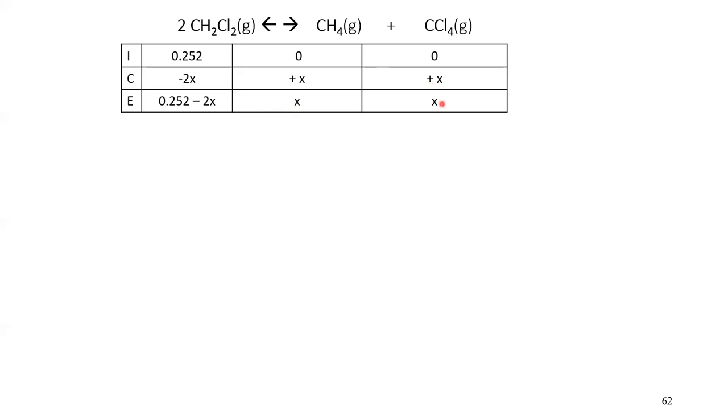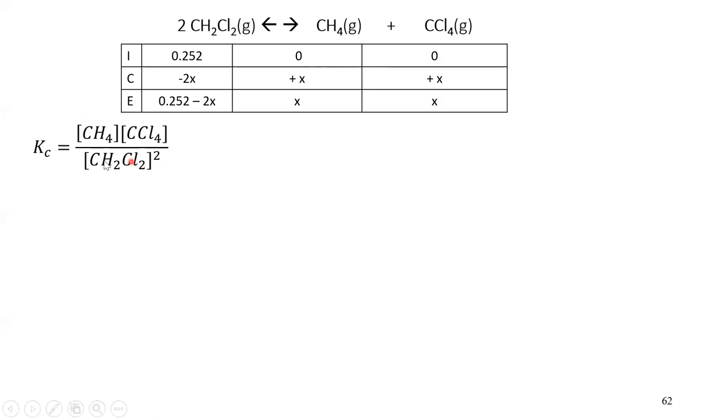So from there, we want to write a K expression. Okay, write your K expression and then match it up with what I put up there. Products over reactants raised to the power of the coefficient in the balanced equation. Okay, so the concentration of CH4 times the concentration of CCl4 divided by the concentration of CH2Cl2 squared.